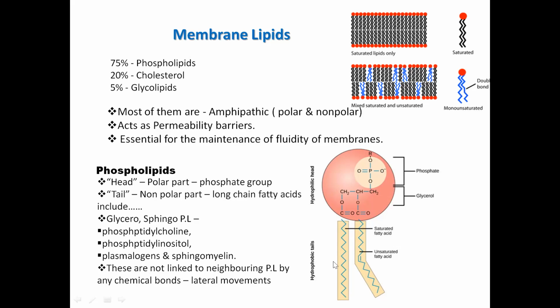What is this phospholipid? The tail is hydrophobic and it may be either saturated or unsaturated. This part is called glycerol, because when a fatty acid is attached to glycerol it is called a lipid, and if this R moiety is phosphate, then it is called a phospholipid. So that is all about the nature of phospholipid.